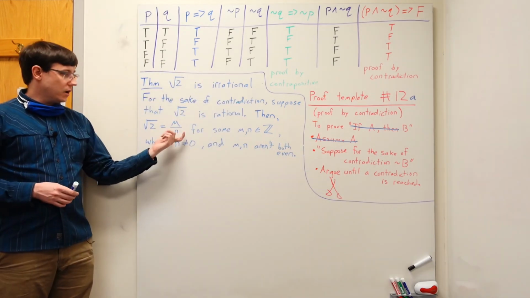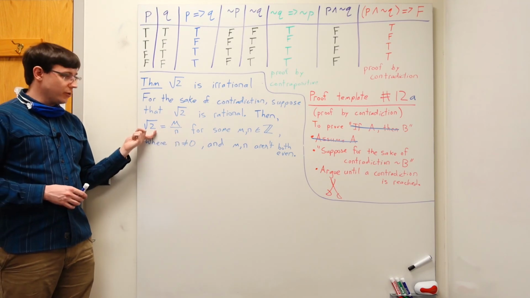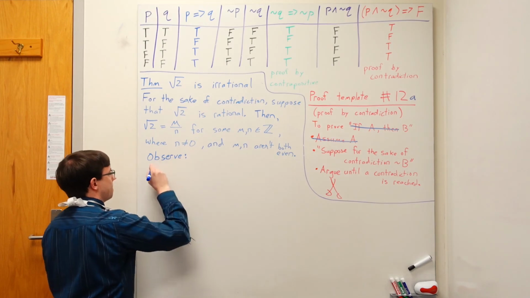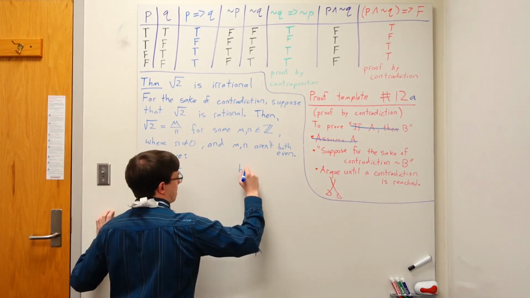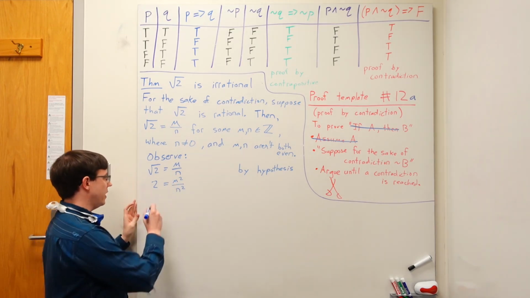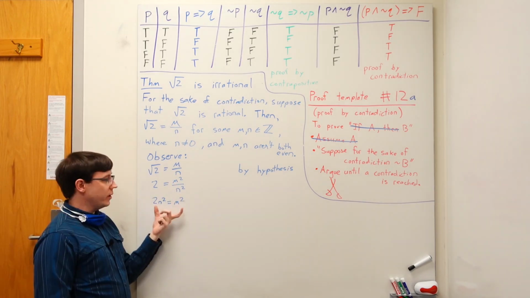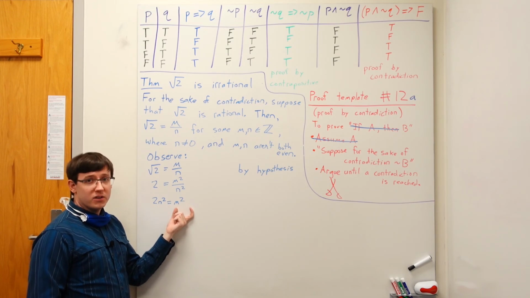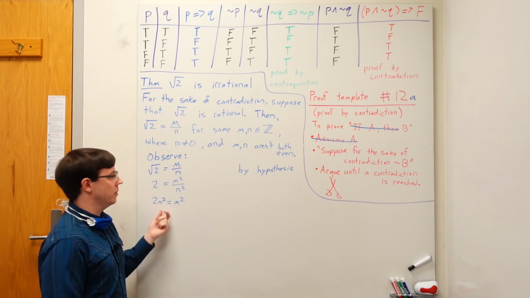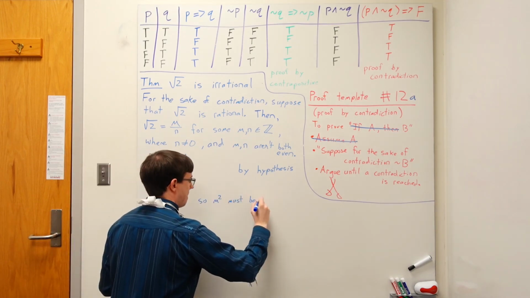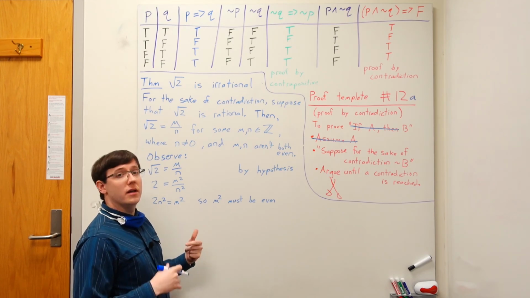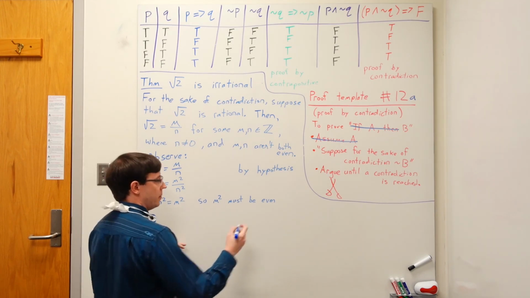So if we have our quotient m over n equal to the square root of 2, then we could square both sides, and then proceed to simplify. And so here we've shown that m squared must be an even number because it's equal to 2 times some integer. And by the theorem we just proved, if m squared is even, then m must be even.